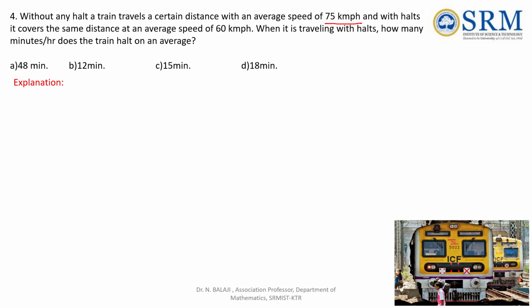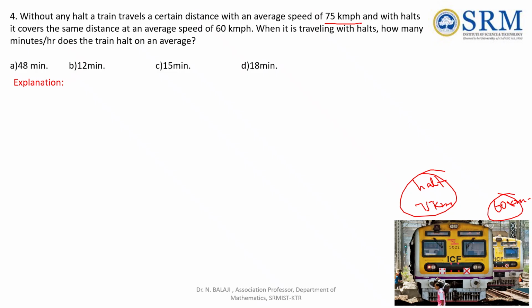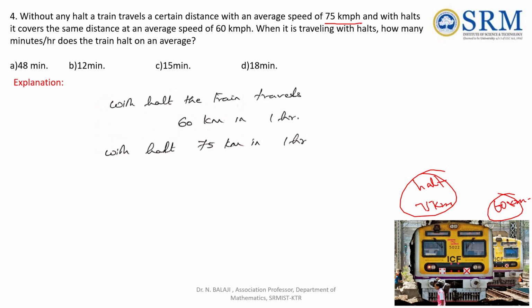Suppose this is the speed train, going 75 kilometers per hour. This is the slow train, coming at 60 kilometers per hour. So it will halt and go, but both reach the destination at the same time, with the halts. How many minutes does the train halt? We have to calculate how much time is taken for the halt. One is directly coming, one is coming fast with halting. So how much time do we have to calculate?